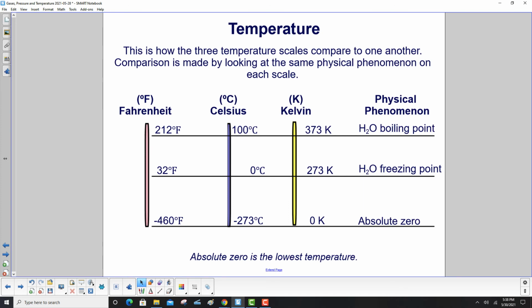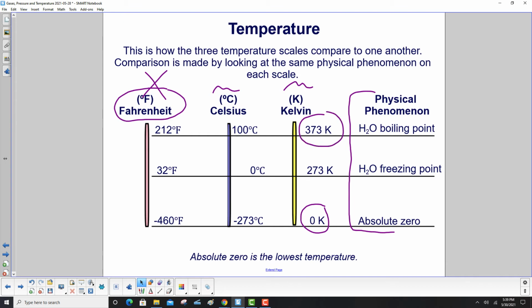This is how the three temperature scales compare to one another. Notice we just talked about Celsius and Kelvin on the previous slide. That's because Fahrenheit is not really used in technical situations. Comparison is made by looking at the same physical phenomenon on each scale. So we have three phenomena here: the boiling point of water, the freezing point of water, and absolute zero, where absolute zero is the lowest temperature. Kelvin has 0 K for absolute zero, 373 Kelvin for where water boils. Celsius, water boils at 100 Celsius, and Fahrenheit is 212 degrees Fahrenheit. You can see the other comparisons there.